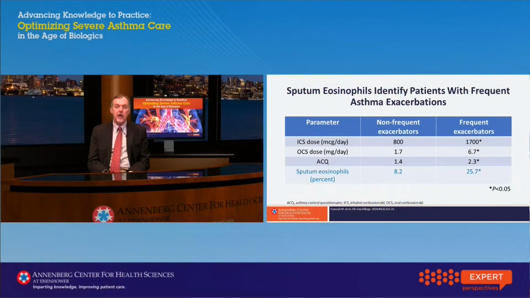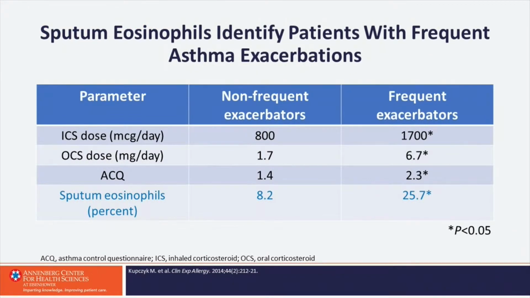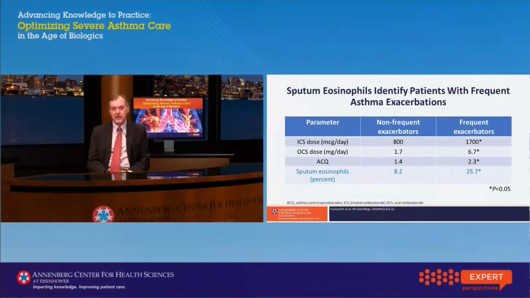And we can see, comparing the non-frequent exacerbators with patients who exacerbated more than twice per year, there are some striking differences in the amount of inhaled steroid, the requirement of oral steroid, the questionnaire score that was yielded, but particularly with regard to sputum eosinophils, which was 25% plus in the patients who exacerbated frequently, but only 8.2% in the other patients. So I think this is, again, another very accurate and predictive way of identifying these patients.